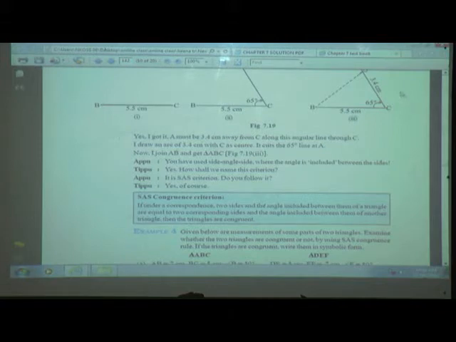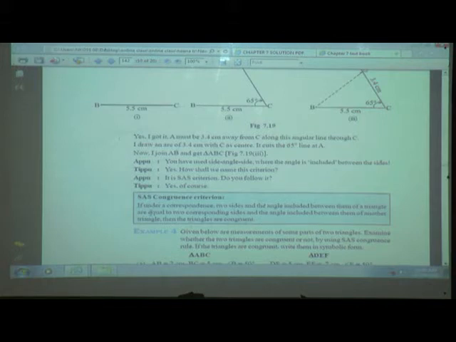between them means between the two sides of a triangle, are equal to two corresponding sides and the angle included between them of another triangle, then the triangles are said to be congruent. When two sides of one triangle are equal to the other triangle and the angle between the two sides is equal, then we can say the two triangles are congruent.